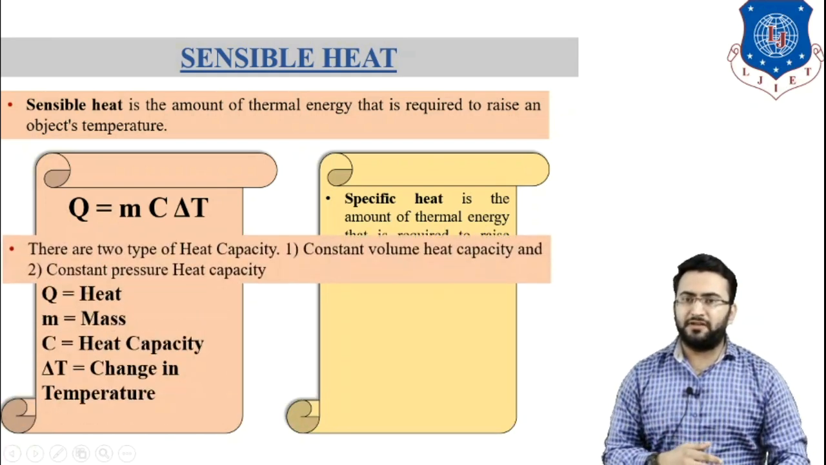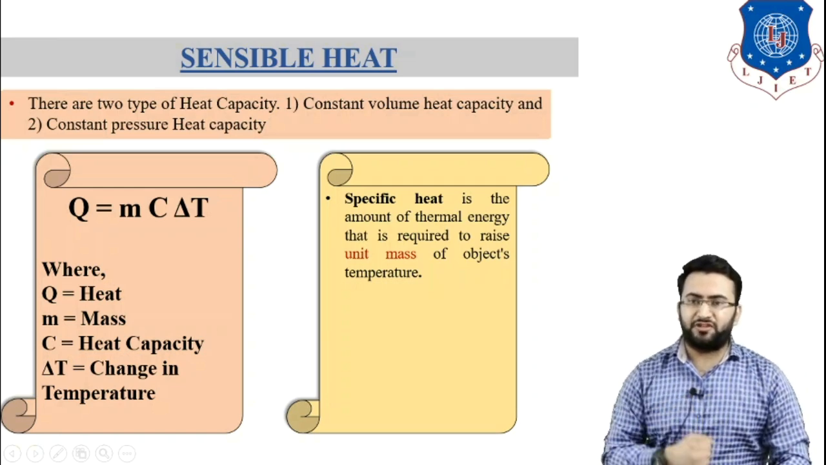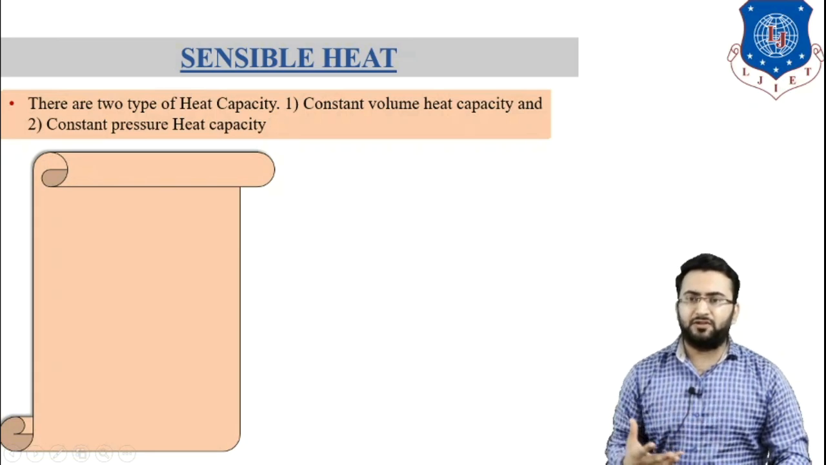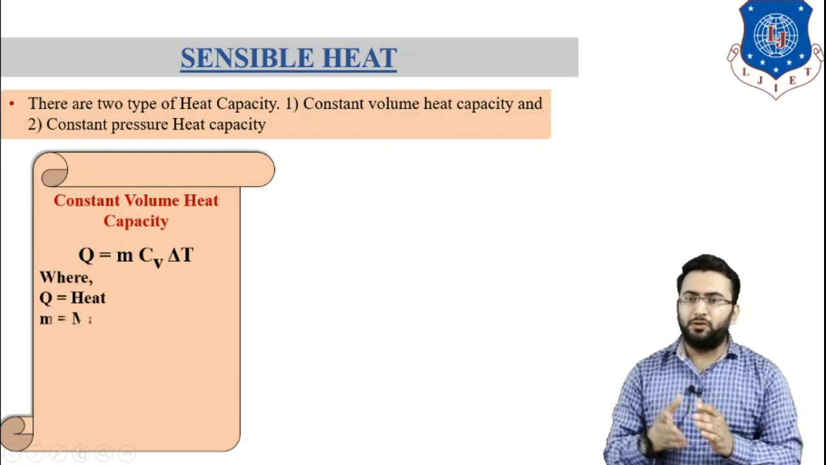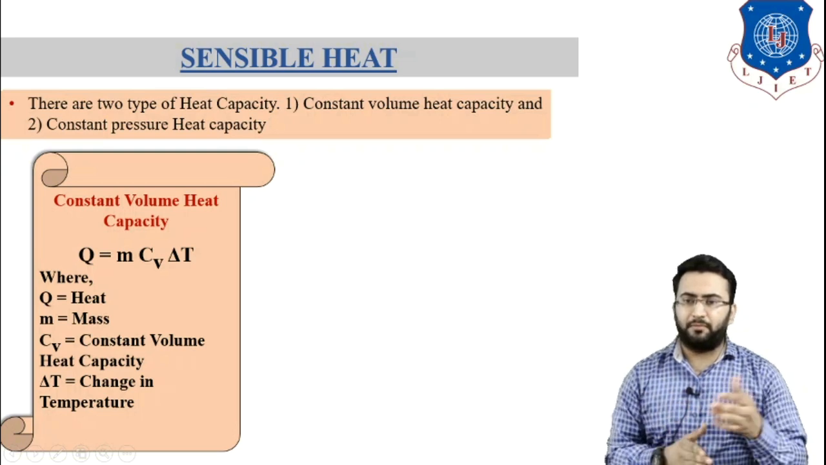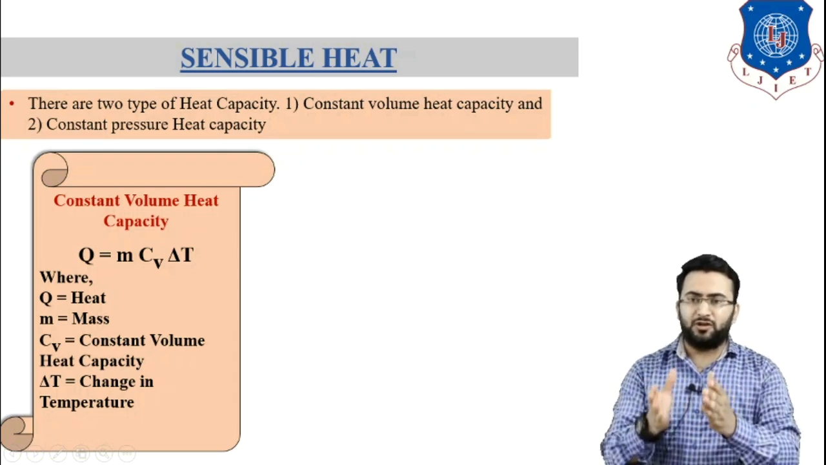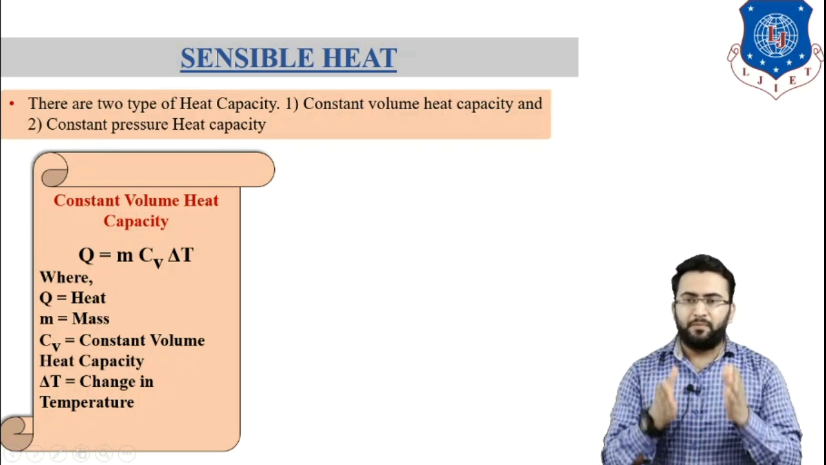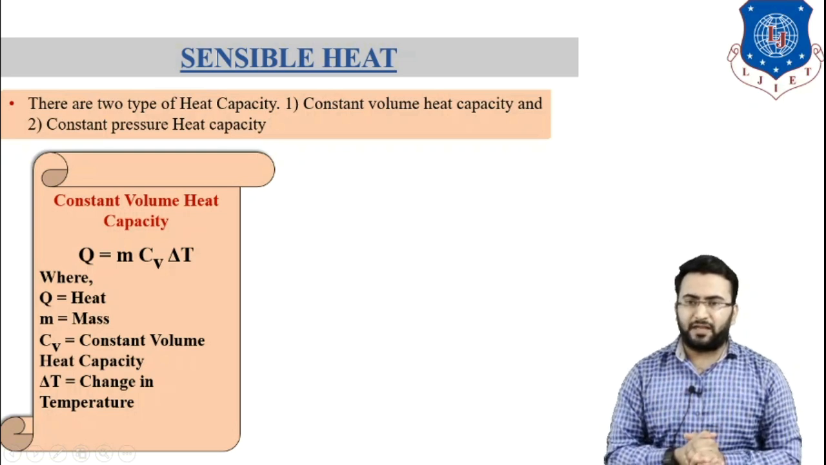Now let's talk about various types of heat capacity, such as constant volume heat capacity and constant pressure heat capacity. Let's talk first about constant volume heat capacity, which can be given by Q equals M times Cv times delta T, where Q is the heat, M is the mass, Cv is the constant volume heat capacity, and delta T is the change in temperature. If we apply heat to a constant volume process and measure the heat capacity for that particular system, that heat capacity is known as constant volume heat capacity.